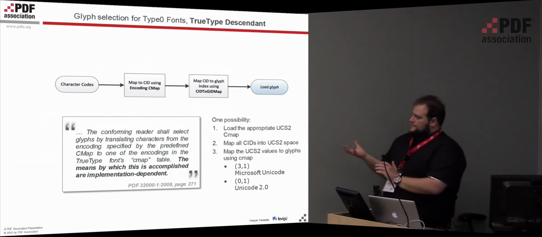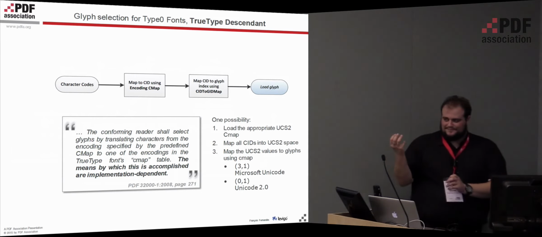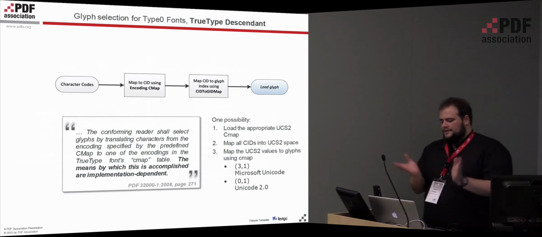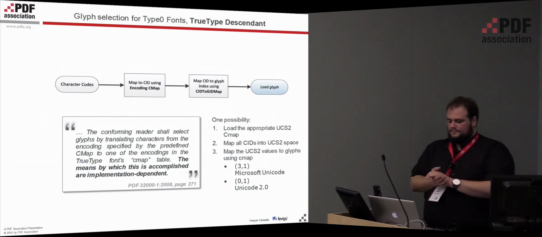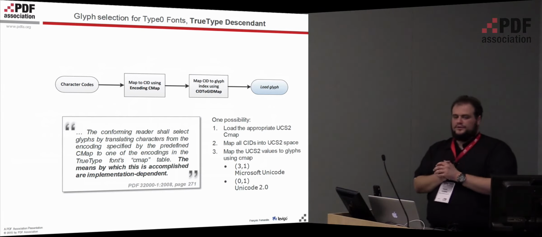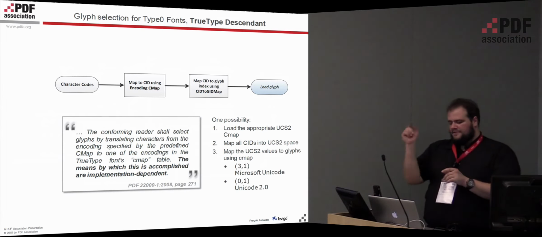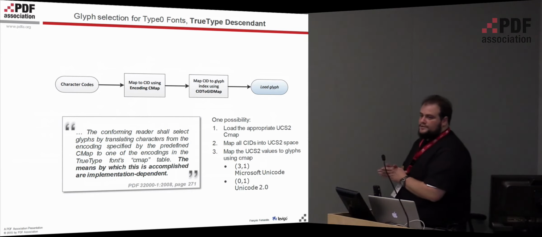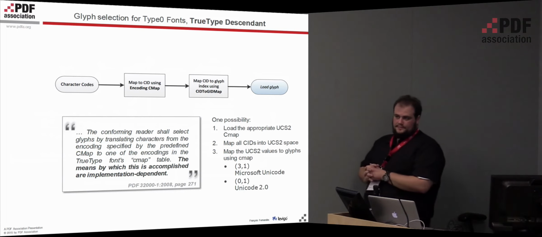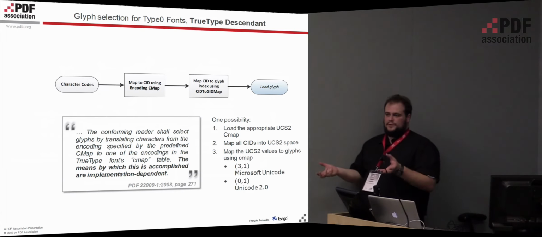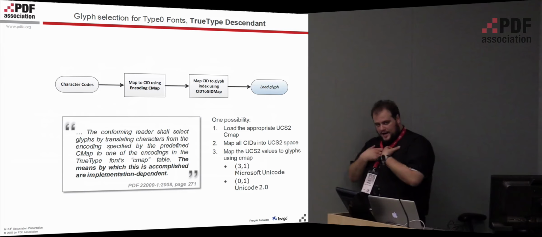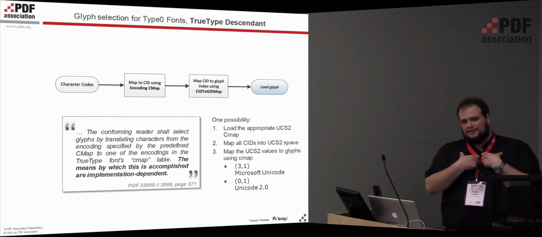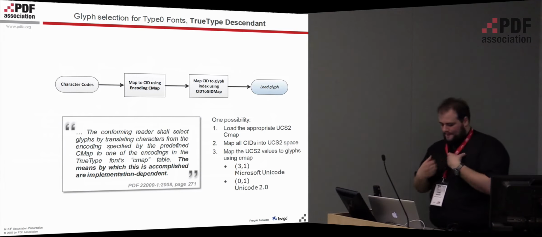Well, one possibility to solve that thing is to load the appropriate UCS2 CMAP. Map all those CIDs into the UCS2 space, and from there on, go back to glyph IDs using the Microsoft Unicode subtable, CMAP subtable. This is one possible way. It has been proven, for us at least, but it is working in many cases. Not in all, I must admit, but in many.